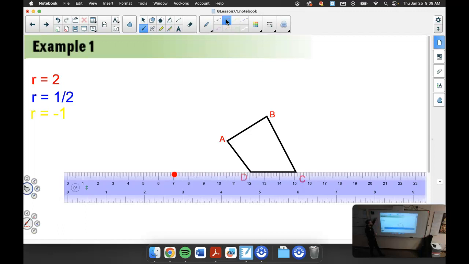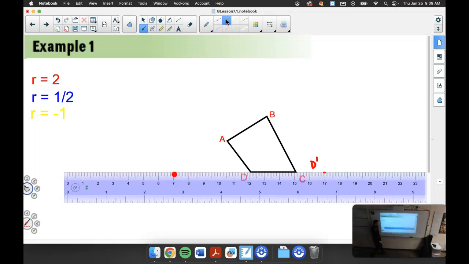3, 2.5. Okay. Think of something. I want to make it twice the size. It's going to be 10 away. Does that make sense? You're doubling that. So if this is 5, I'm going to go 10. So I'm going to put it over here at 17. Is everybody okay? Yeah. 7 plus 10 is 17. So this would be my new point, D prime.